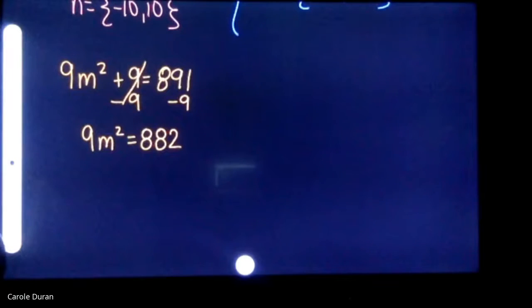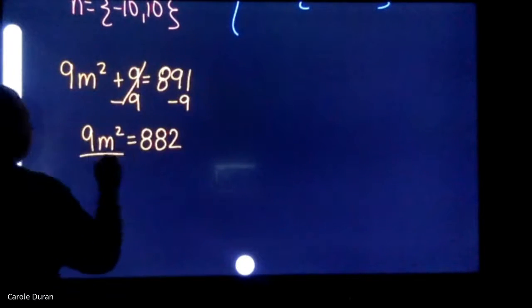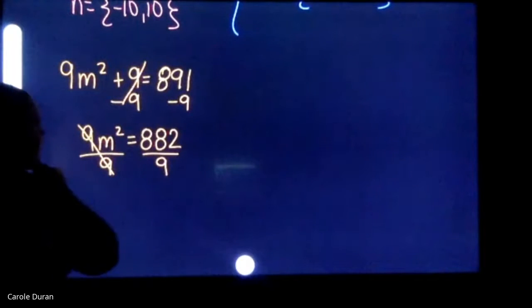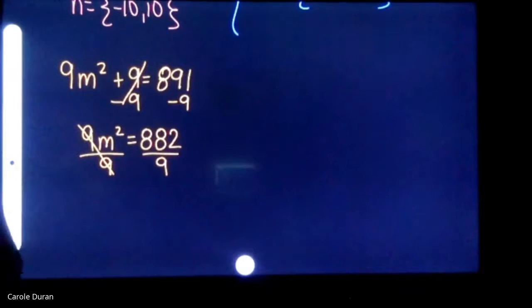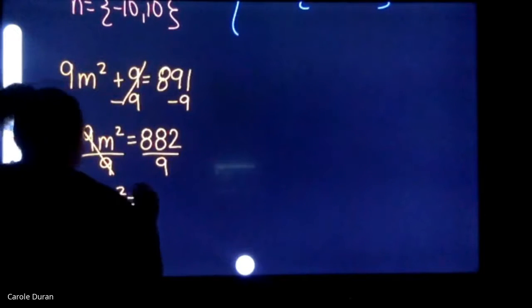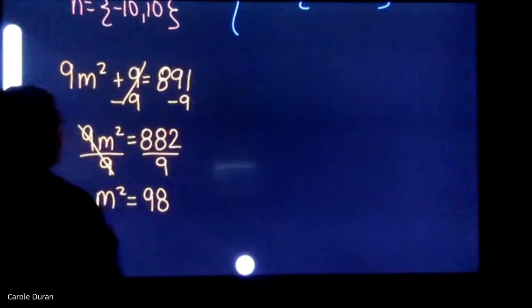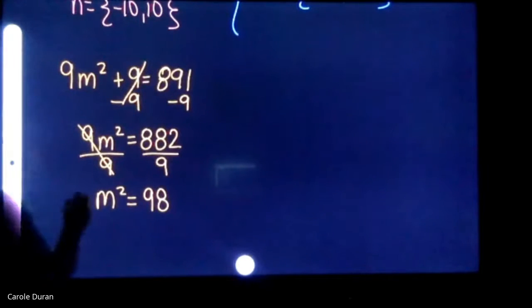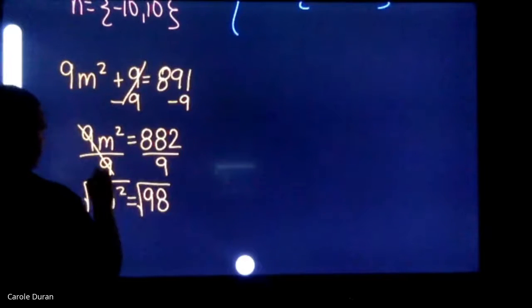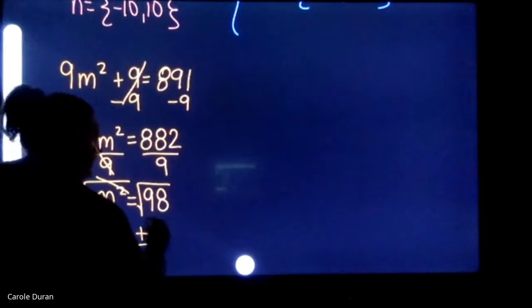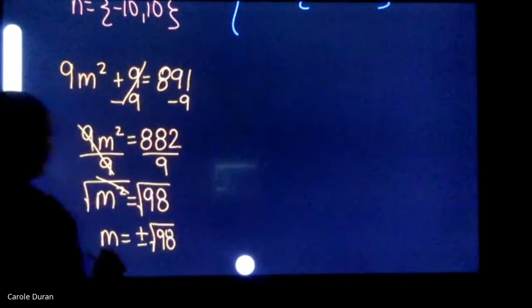Knowing that my end goal is to get m by itself, I need to get rid of the 9 that's attached to it. Then I can put into my calculator 882 divided by 9. When I do, I get m squared equals 98. I have an m squared, but I really just want to have an m. So to get rid of the square, I need to square root both sides. Square and a square root cancel each other out, and I'm left with positive and negative square root of 98.